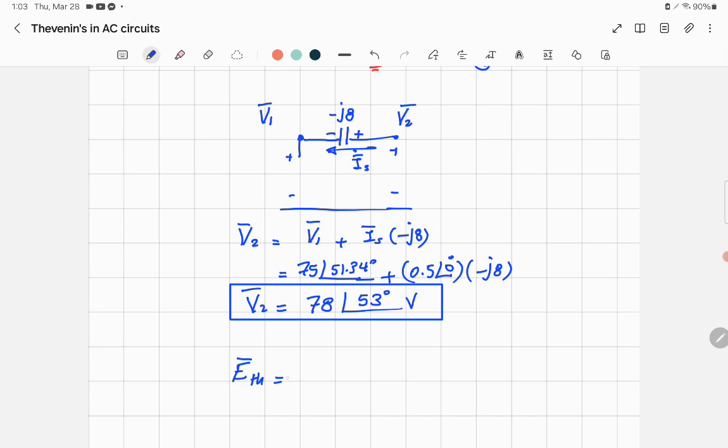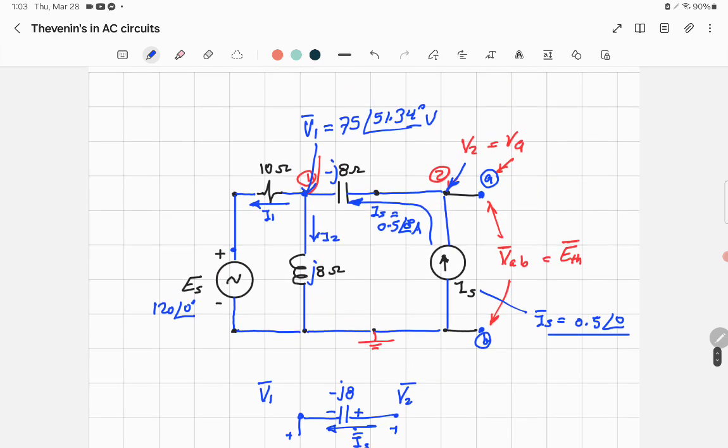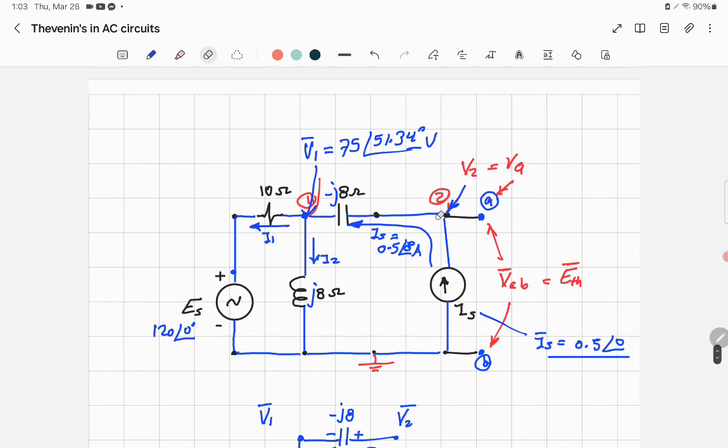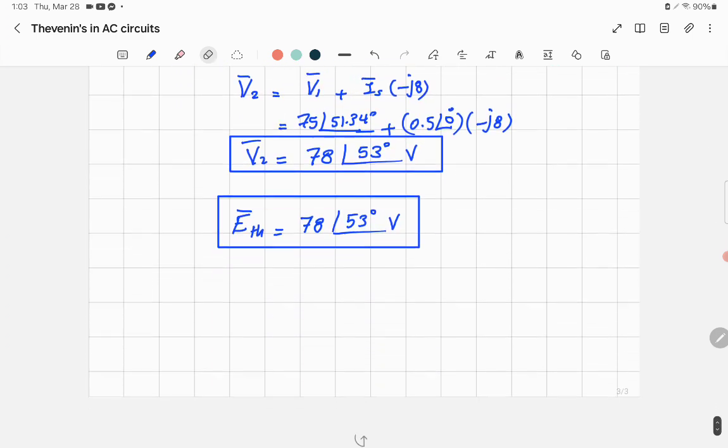We found E Thevenin. E Thevenin is equal to V2, which is 78 on angle 53 degrees. So we found the equivalent Thevenin. Why is E Thevenin equal to V2? Because, again, that's V2, which is equal to VOC, the open circuit voltage, which is equal to E Thevenin. So now we have the voltage, we have the impedance.